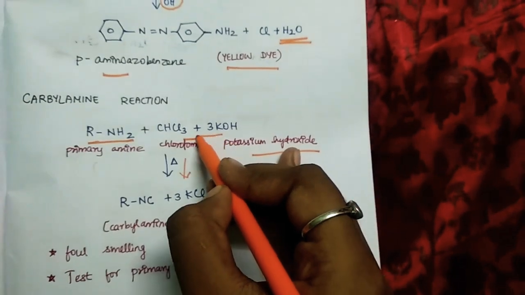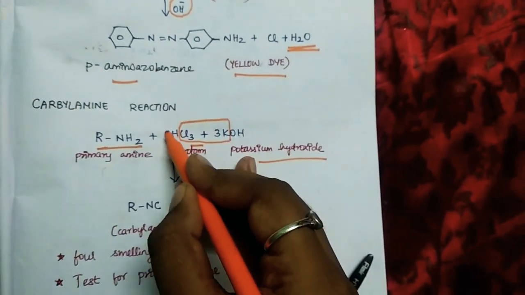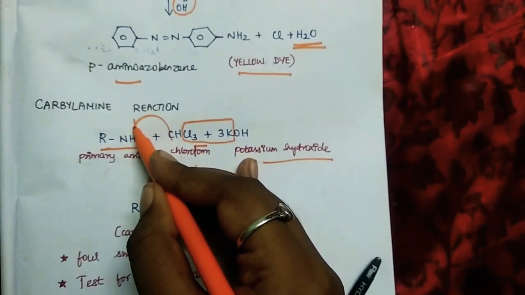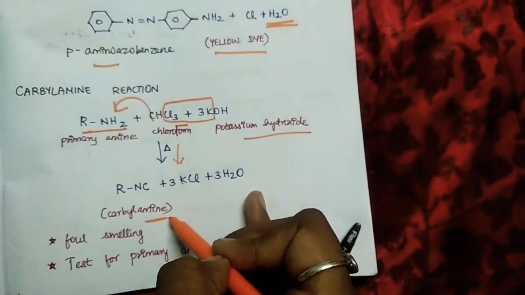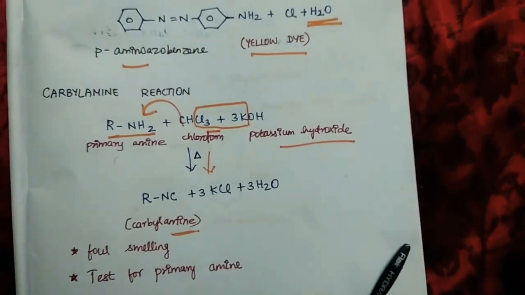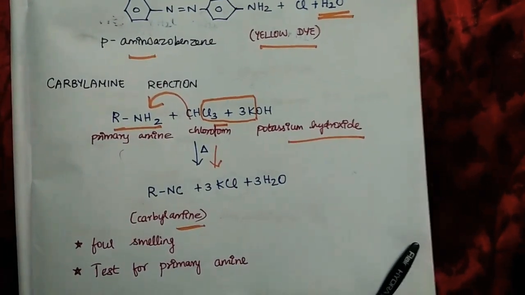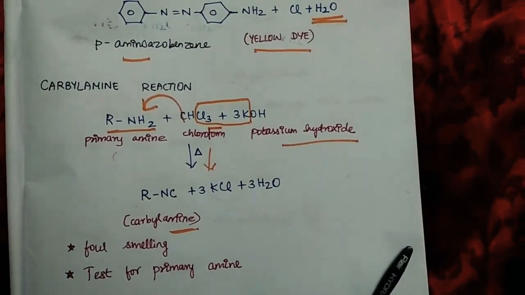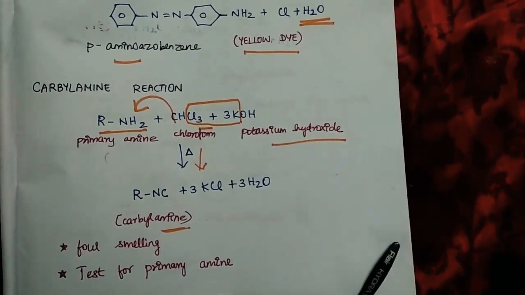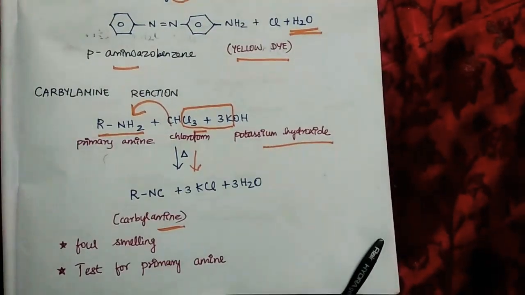Here the reaction takes place like this. The KCl is removed like this. The C is replaced with H2 and the end product is carbylamine, which is a foul smelling gas. This carbylamine reaction holds good only for primary amines and not for secondary and tertiary amines. Thus, this reaction is considered as a test for primary amine.